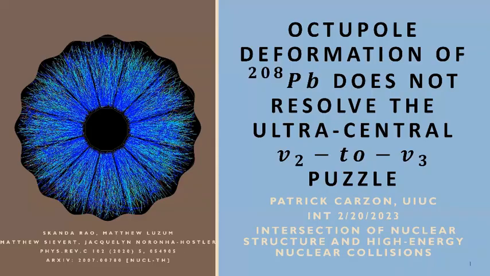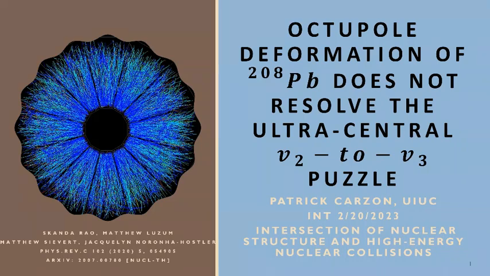So I'll be talking about how doing this octupole deformation doesn't solve the ultracentral puzzle, specifically with this relationship between V2 and V3. To fully understand how we got to this puzzle, it's important to look at the history of the development of our understanding of the initial state.